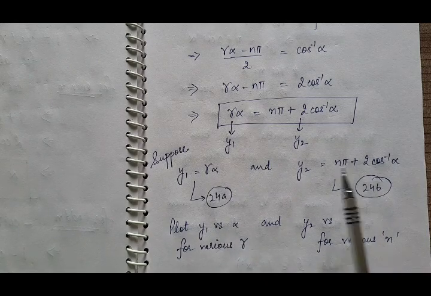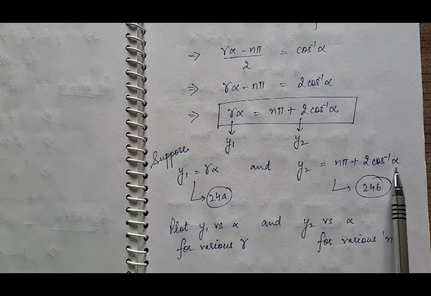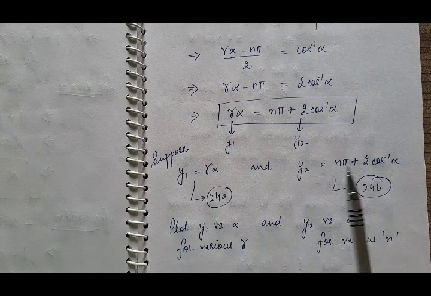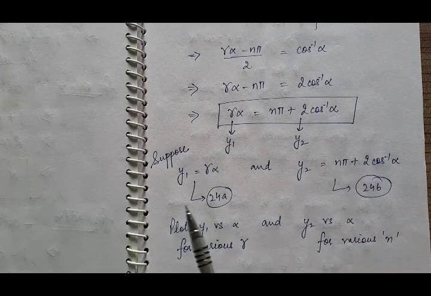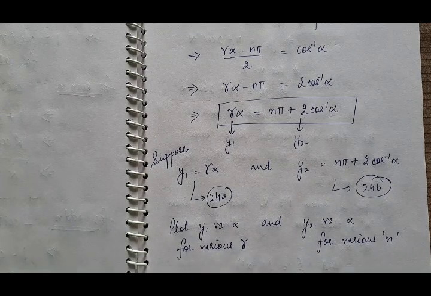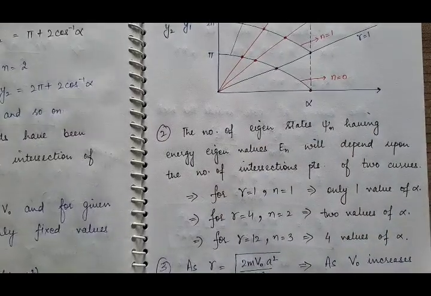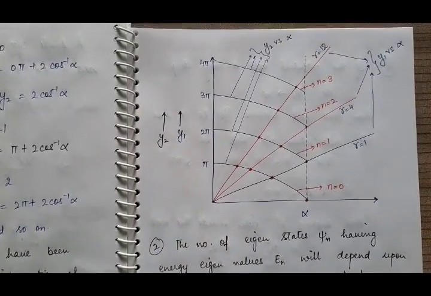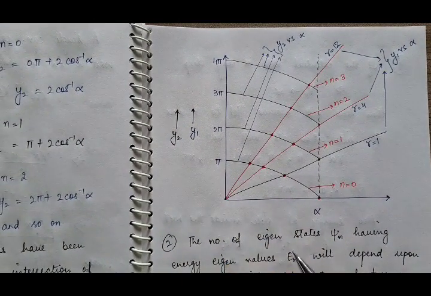And similarly for this equation we will plot y2 along the y-axis, alpha along the x-axis. So y2 versus alpha graph for various values of n, and here we will plot y1 versus alpha graph for various values of gamma, and we will plot both of these graphs on the same graph. And we have this graph. Here we have plotted y1 versus alpha and y2 versus alpha.